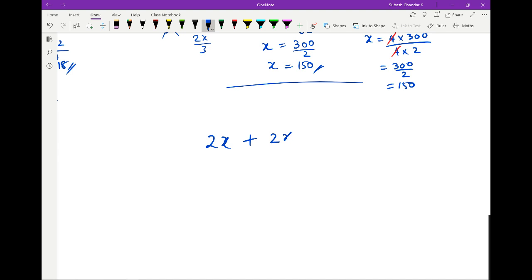I had 2x plus 2x/3. I can't actually combine them together, because 2x actually has a denominator of 1. So what I'm doing is multiplying the denominator by 3 and the numerator by 3. So basically that means 3 times 2x is 6x, and then 3 times 1 is 3. Does that help, Selena?